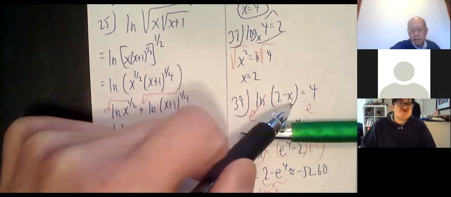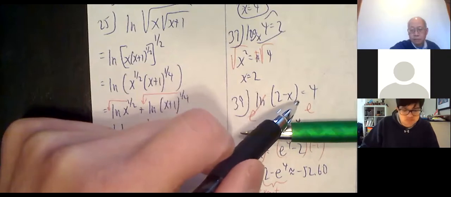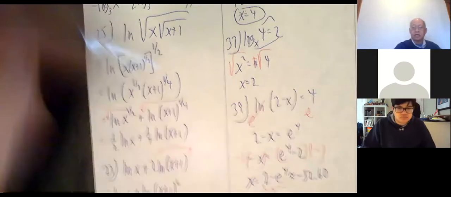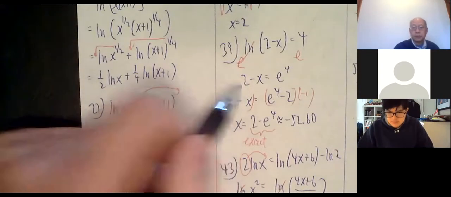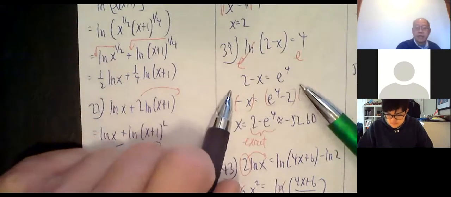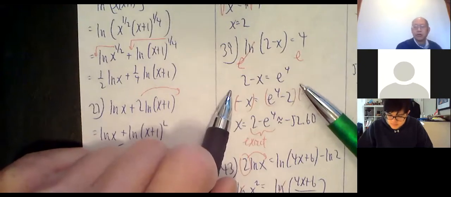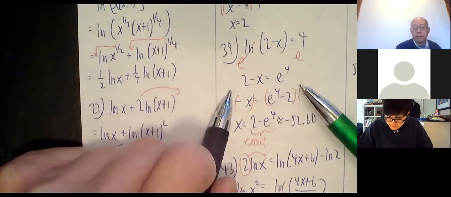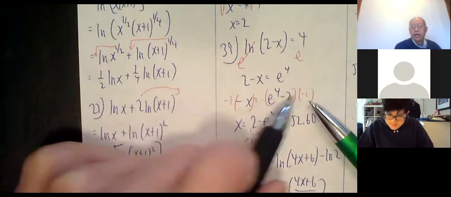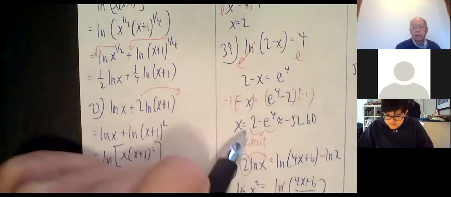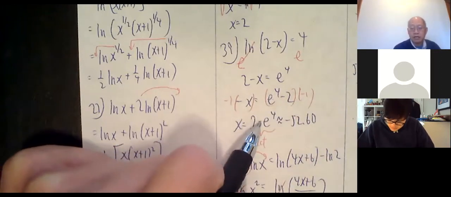These cancel out, so you have e to the 4th power. Okay, so 2 minus x equals e to the 4th. Subtract 2. Negative x is e to the 4th minus 2. And then just multiply both sides by negative 1. Negative 1 times that, negative 1 times that. Negative 1 times that, you just turn it around. So x is 2 minus e to the 4th.